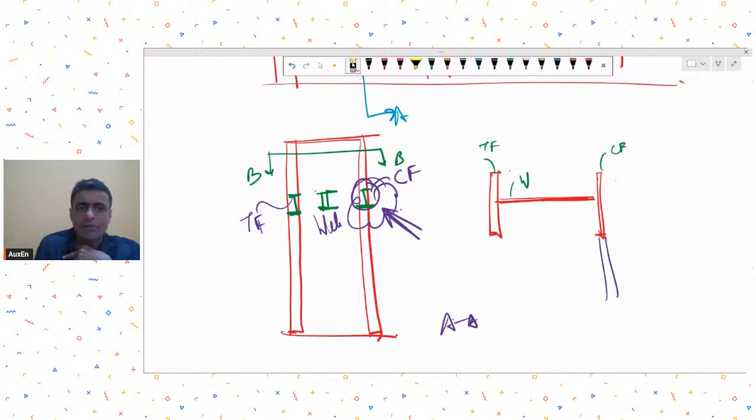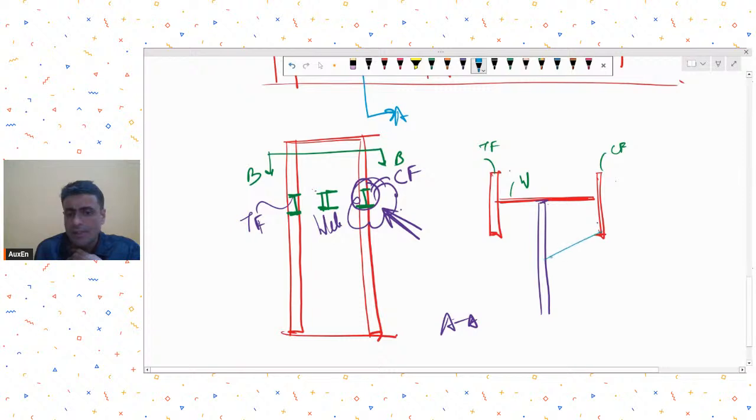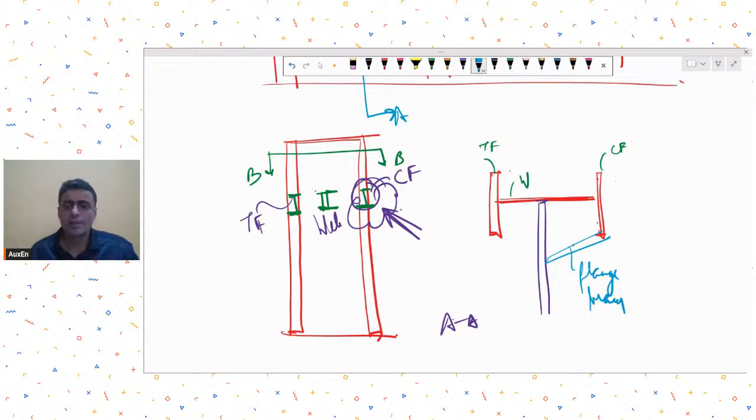So I may have to put my member over here, to the web. But if it is on the web, it's really not holding the compression flange. So then I introduce some elements like this. It may be called a flange bracing. So we will introduce this type of element to support the compression flange.